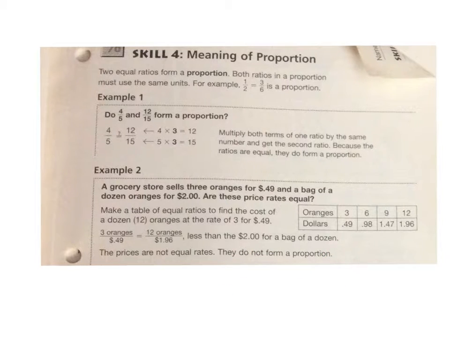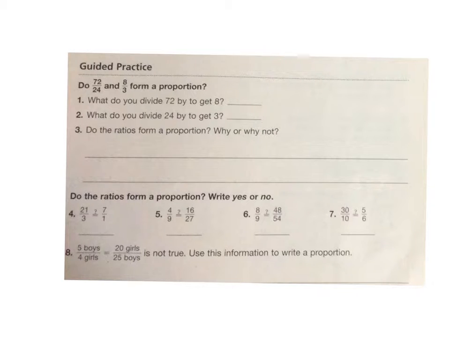Let's go to the next section. Let's look at the guided practice. We have a question. Do 72/24 and 8/3 form a proportion? What do you divide 72 by to get 8? Well, 72 divided by 9 will give you 8.